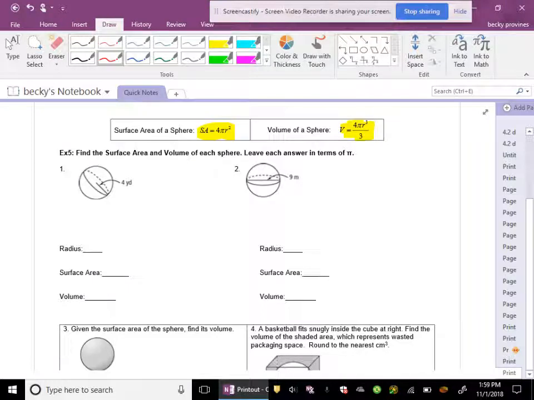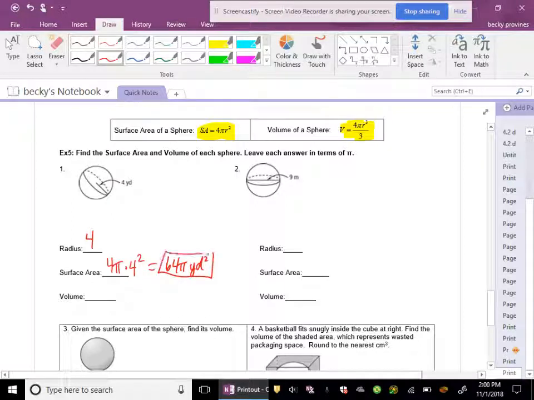Okay, so my radius here is 4. So my surface area is 4 pi times 4 squared. So on your calculator, 4 squared is 16, and you're going to times that by 4 to get 64 pi. Now, this is surface area, so this is yards squared. Now, to find volume, I'm going to take 4 pi times my radius and cube it, and then divide by 3.